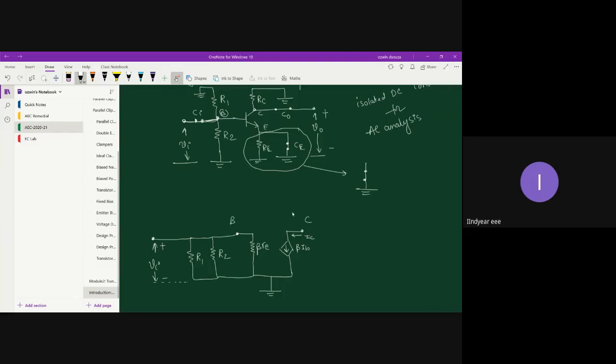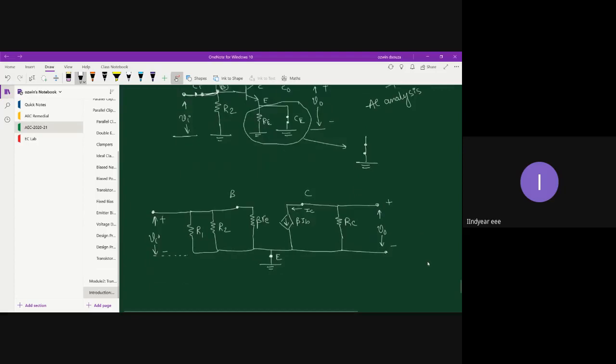Similarly, let's pay attention to the output side. As you know, there is no emitter resistor, so this emitter terminal can be rested at ground potential directly. And on the collector side, we have RC. So let's connect RC, and the other end of RC is grounded, so let's directly connect it to ground. The output voltage is observed across these two nodes, minus and plus. That's it. That's your re model.